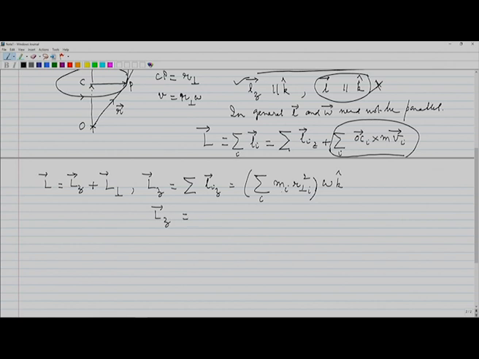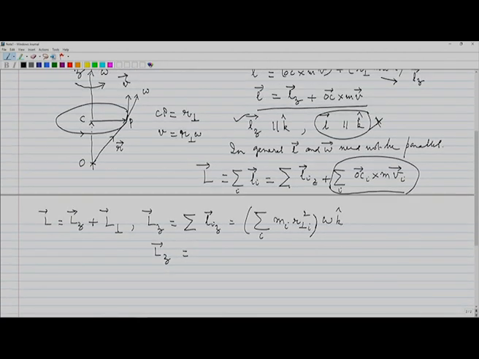what is this quantity? This is the moment of inertia of the body about this particular axis of rotation. This is the r perpendicular. Let me indicate here, this is the r perpendicular. At this particular point there is a mass m_i, and its perpendicular distance from here, at the distance from C, is r perpendicular i. Therefore, this is I omega times k.